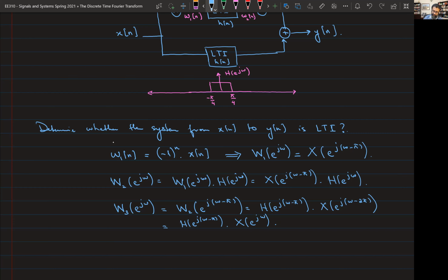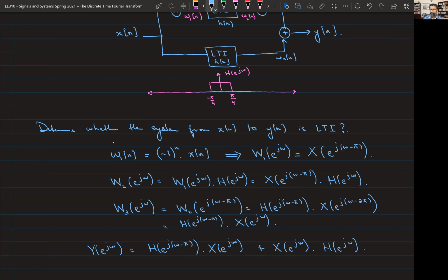And Y of e raised to j omega is therefore just an addition of W3 and W4. I'm skipping steps here. So this is H of e raised to j (omega minus pi) times X of e raised to j omega, plus X of e raised to j omega times H of e raised to j omega.